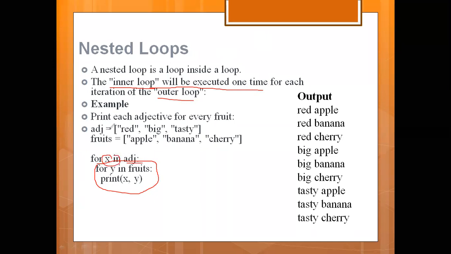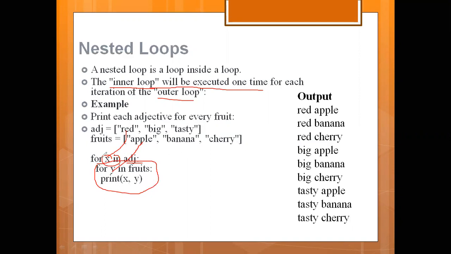Now you see, this is having red first when we enter the loop. So x is pointing towards red, and y is pointing towards apple. Now when we come here, for y in fruits, it will be executing all the three values. So it will be printing red apple. Then it moves on to the next, red banana, and then red cherry.